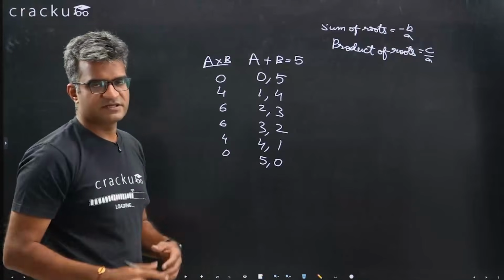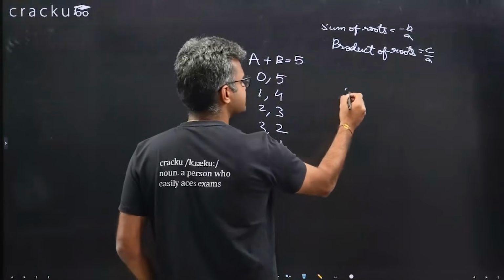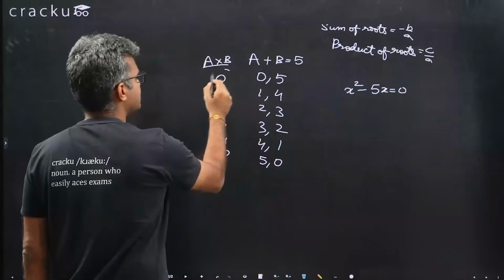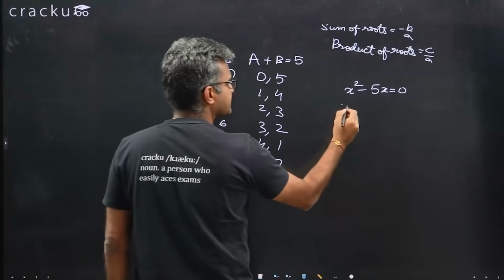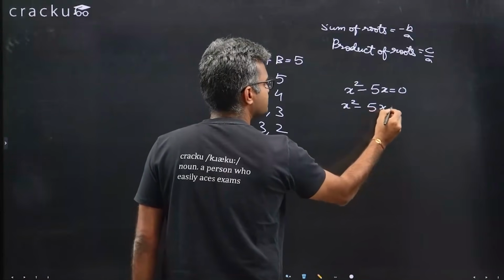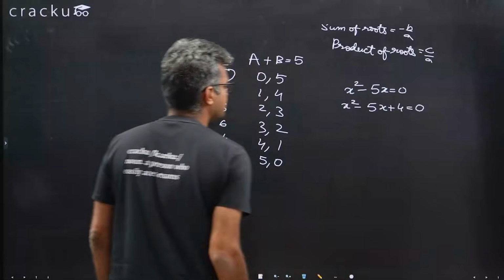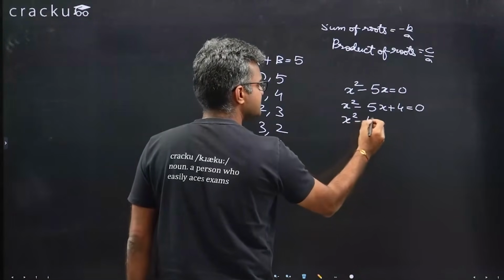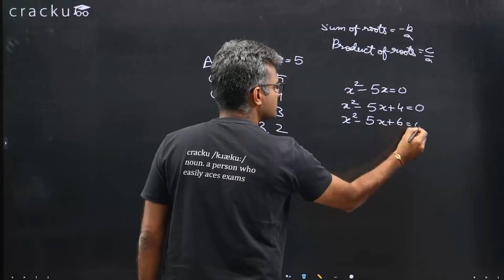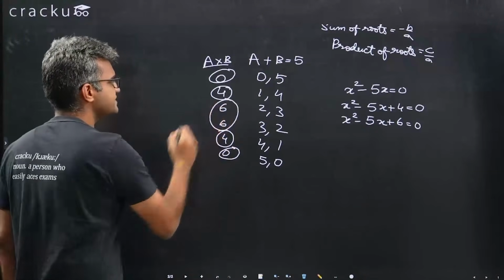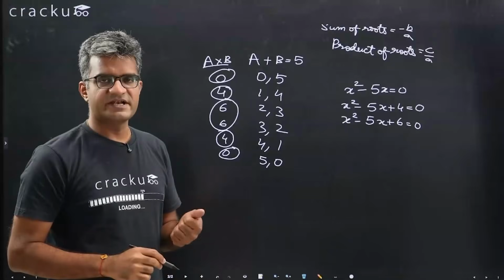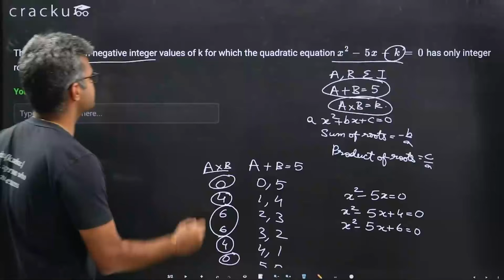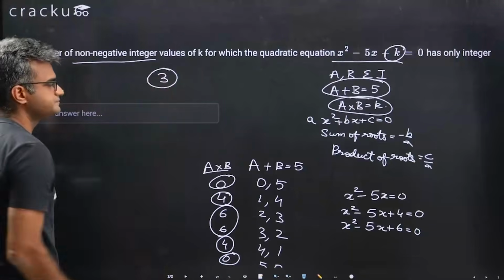So essentially, the three values of the quadratic equation will be x square minus 5x is equal to 0. This is when k is equal to 0, or x square minus 5x plus 4 is equal to 0. This is when k is equal to 4, or x square minus 5x plus 6 is equal to 0. This is when the value of k is equal to 6. So the values that k can take are either 0 or 4 or 6. So the answer for this particular question is that k can take 3 values.